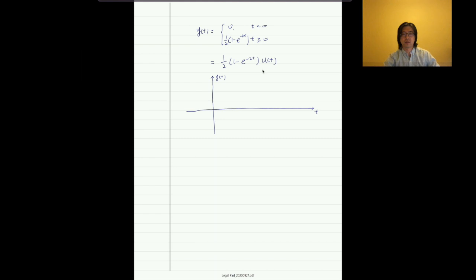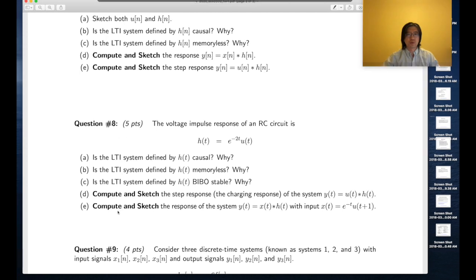Okay, so here basically we have e to the power of negative 2t, like that. So we need to flip it according to the horizontal axis, and then shift it above by half, right? So it will be something like this. Here should be negative half, and right, something like that. So when t goes to infinity, it will approach this line, which is half, right? Okay, good.